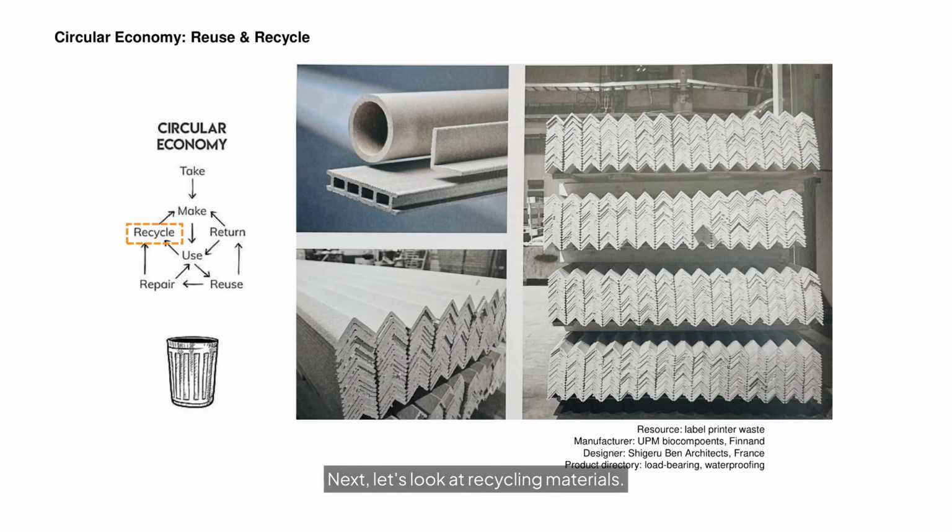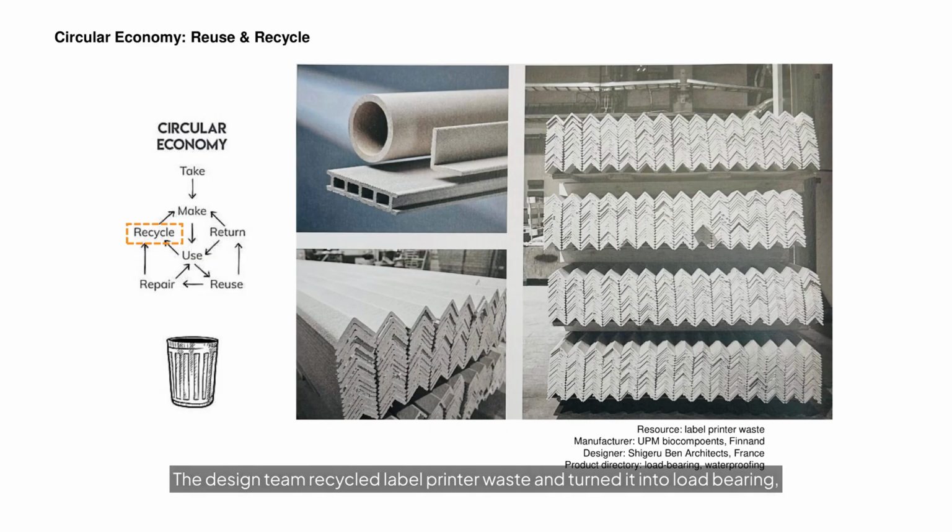Next, let's look at recycling materials. The circular economy diagram on the left illustrates how recycling can transform disposed waste into building materials. The example on the right highlights an innovative material developed by UPM Biocomponents in Finland in collaboration with Shigeru architects. The design team recycled label printer waste and turned it into load-bearing, waterproof building frames and construction panels. Recycling reduces waste from consumer products and creates high-value construction materials. This example highlights how a type of industrial waste is ingeniously repurposed into a construction component.